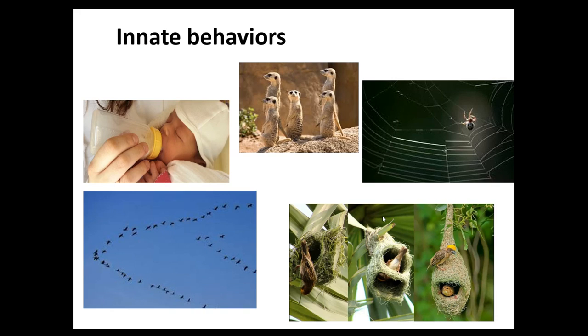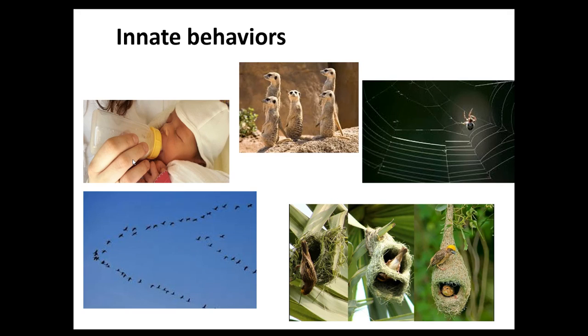Here's some more innate behaviors. Spiders naturally know how to spin their web. They're going to get more skilled at it with time, but they are born knowing how to do that. This is a picture of meerkats. Meerkats come out of their burrows and they warm themselves in the sun. That's an innate behavior that they do. Babies are born knowing how to suck.